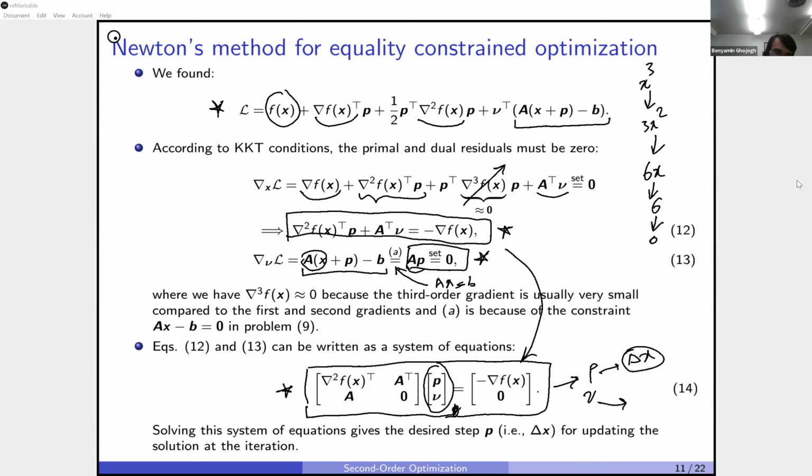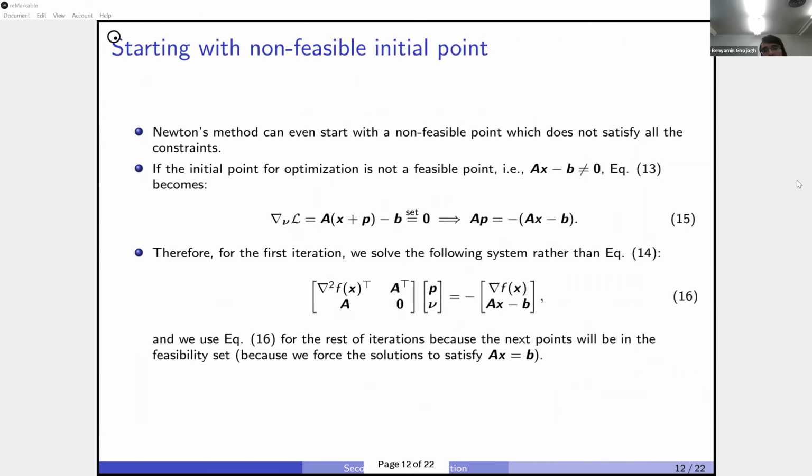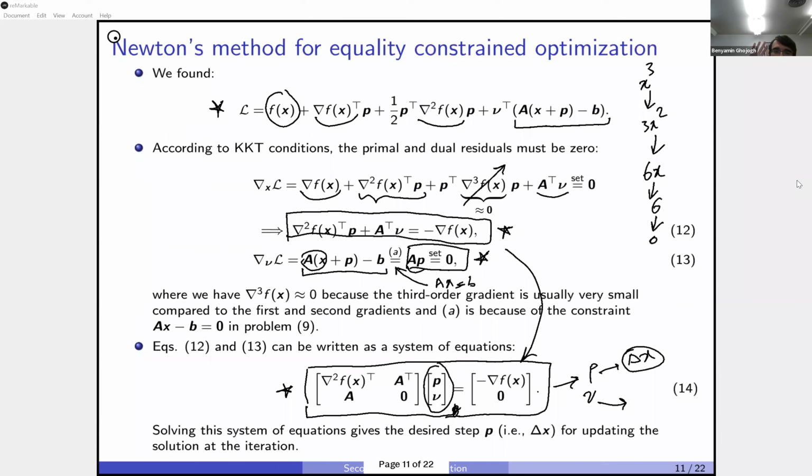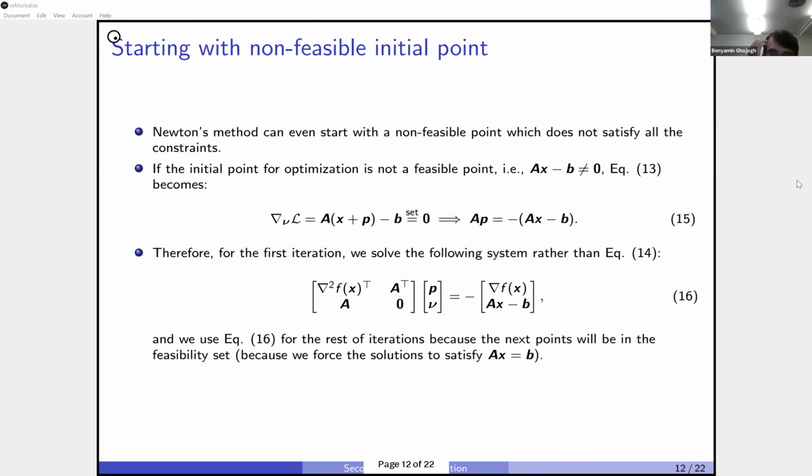Okay, that's it. So first, we assumed in the previous slide that we start from a feasible point. So assume our initial point is a feasible point. Newton's method says, I don't care even if you start with a non-feasible point, even if you start with a point which doesn't satisfy the equality constraints, that's fine. I can solve it. How? In this way. Newton's method can start with a non-feasible point.